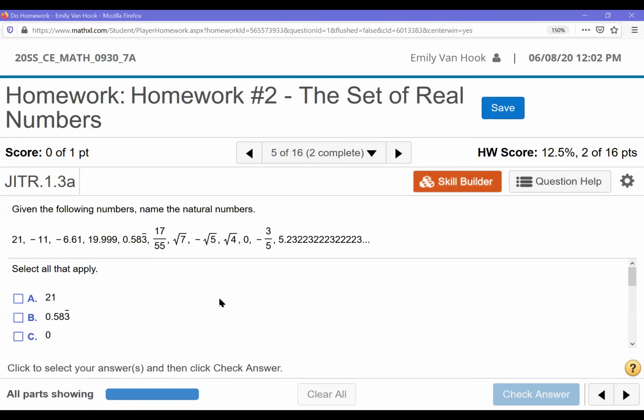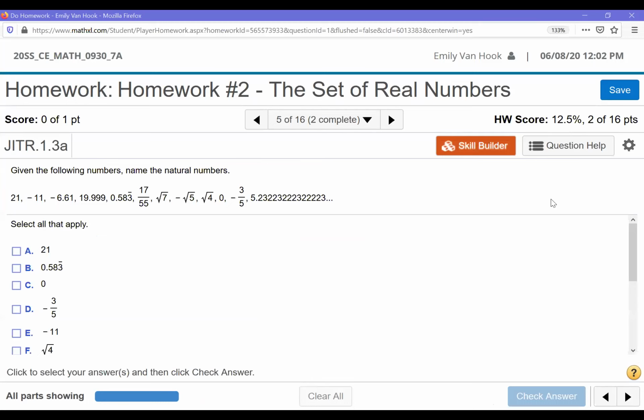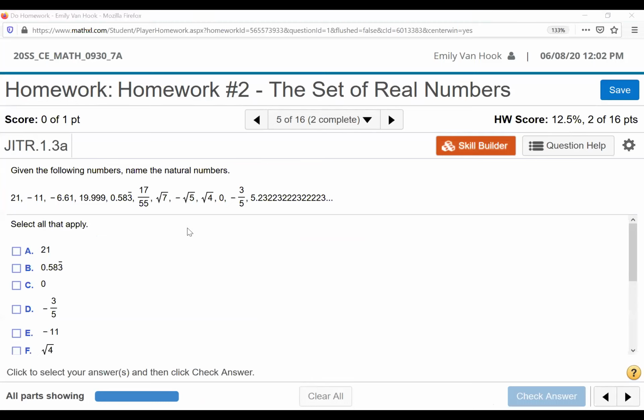Good, and now we're getting to the bulk of what our lesson was here, where we're categorizing numbers. Okay, so I'm not going to do all of these because some of them are pretty similar, but let's just get an idea of how we might be asked to answer these. So here's number 5. Given the following numbers, name the natural numbers. So just remember, natural numbers are counting numbers. 1, 2, 3, 4, etc.